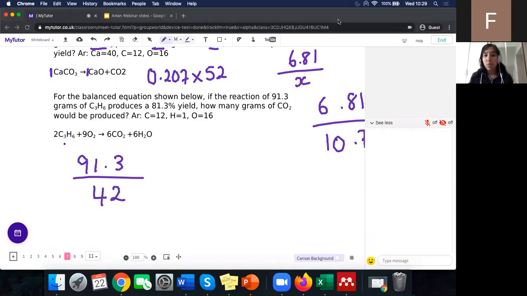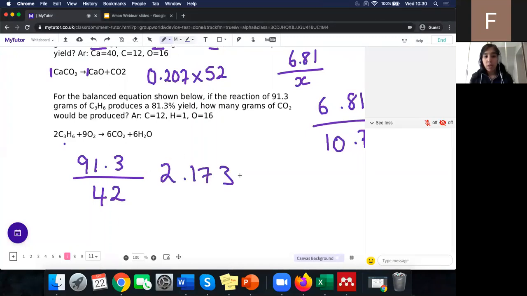So what's the number of moles of propene? 91.3 divided by 42, what's the number of moles? So 91.3 divided by 42 will give us the number of moles. Great, 2.173. Brilliant, well done everyone. So 2.173 moles. That's the moles of propene.